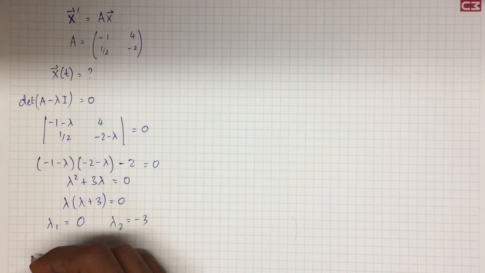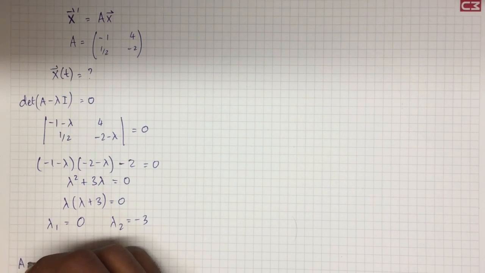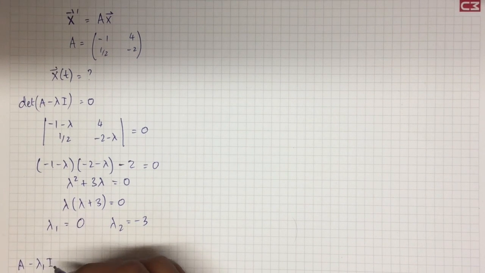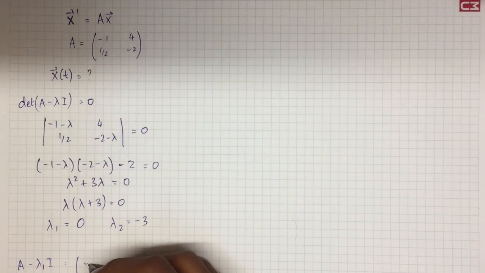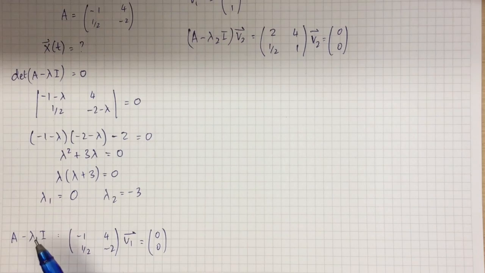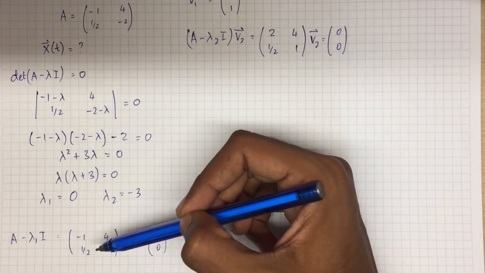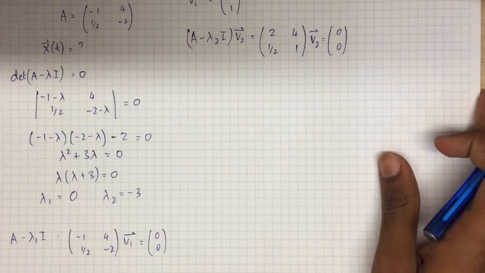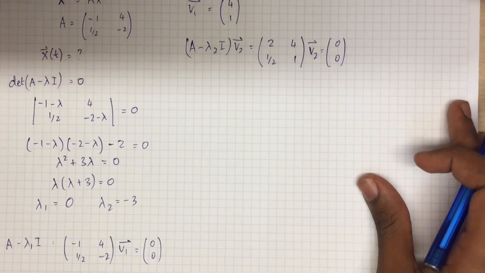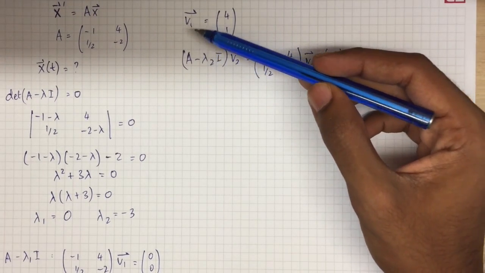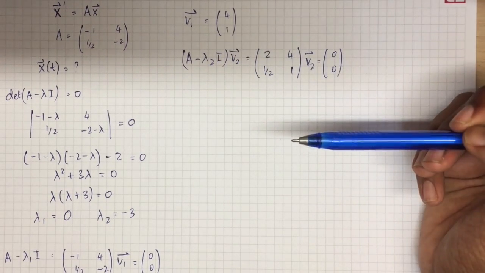A minus lambda 1 I would be [-1, 4; 1/2, -2] after filling in lambda 1 equals 0, and with an eigenvector for that, I'm getting 0, 0. If I multiply this column by 4 and take this column as 1, then I'll just get 0. So my first eigenvector v1 is (4, 1).